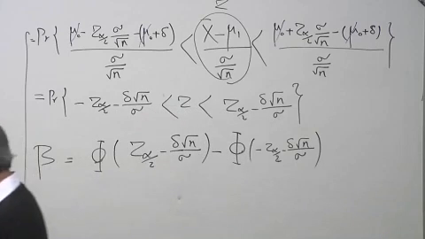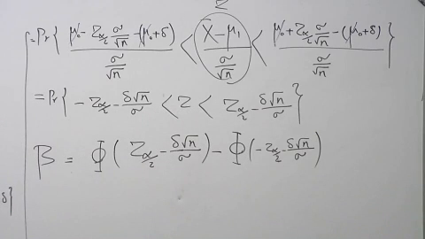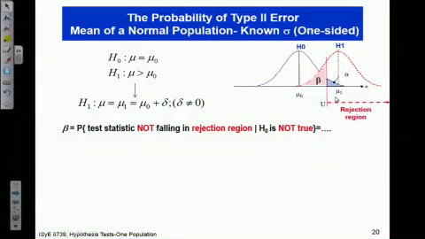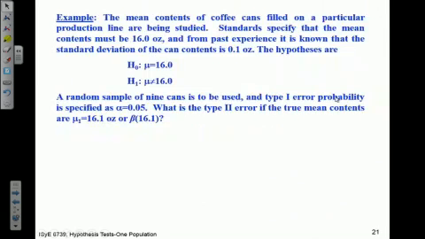Okay. So this is the equation for beta. Any questions how we derive that? Good? So here's one example. I'll give you a couple of minutes to find beta for this hypothesis testing.